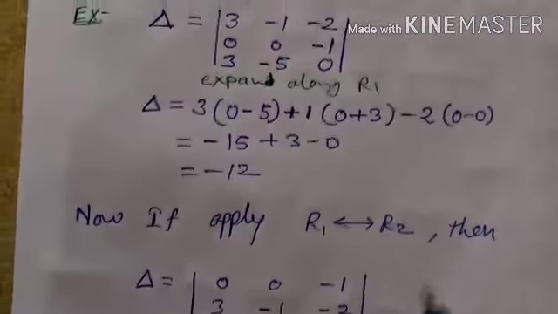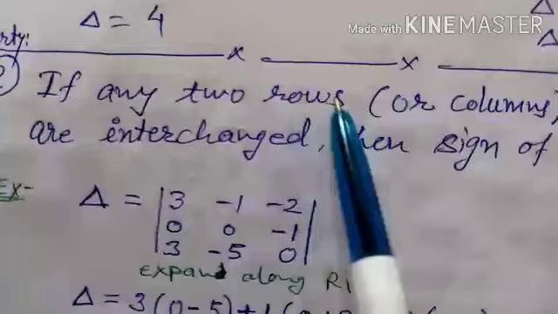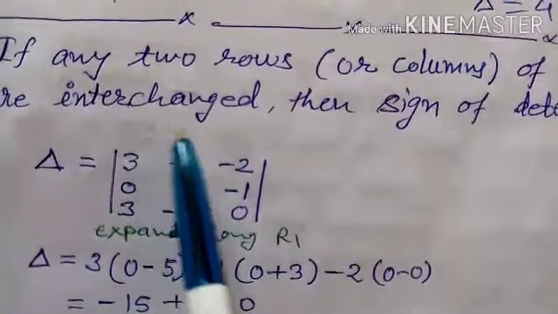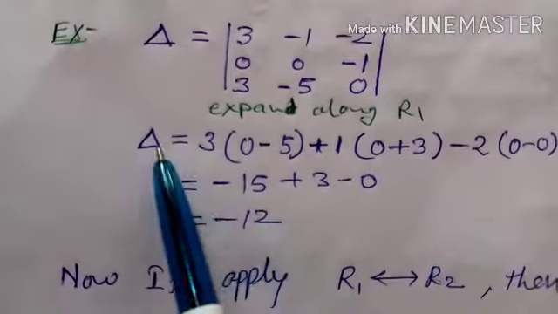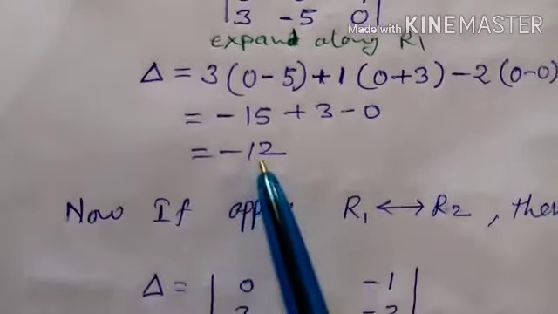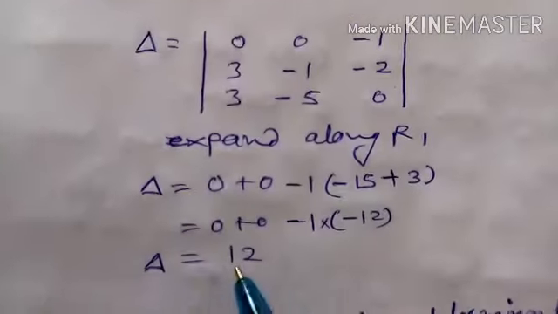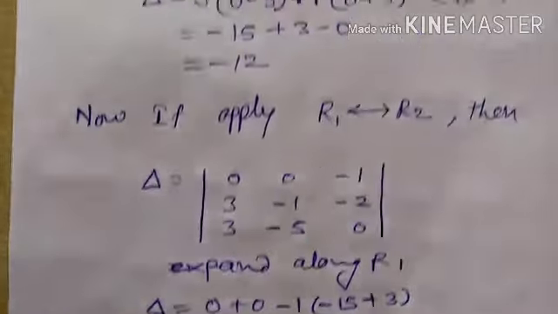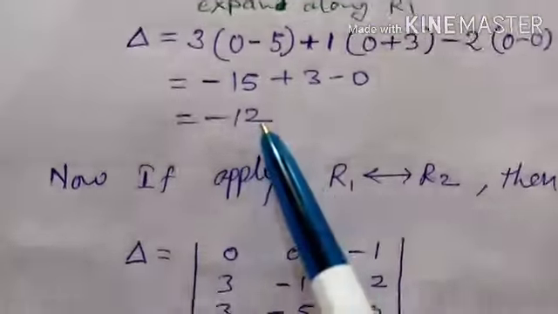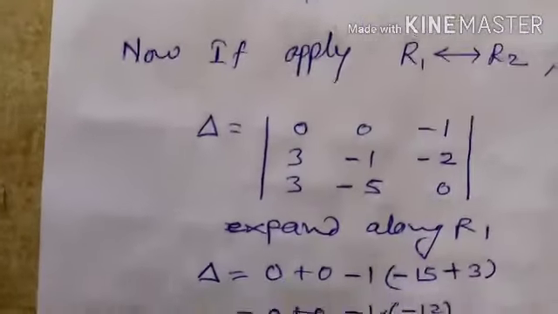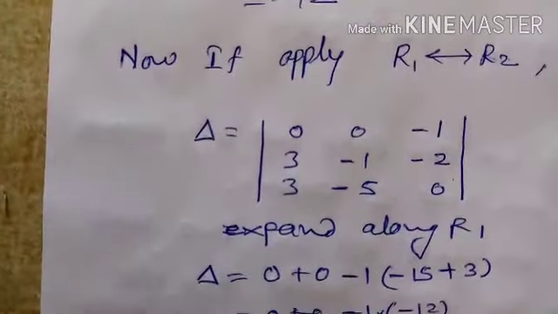So if we interchange any two rows or columns, then the numerical value of the determinant remains the same, but its sign is changed. Let's see here: the value of the determinant is minus 12, but if we interchange R1 and R2, its value is plus 12. So numerically both are equal, 12 and 12, but this is minus 12 and this is plus 12. Their sign is changed.